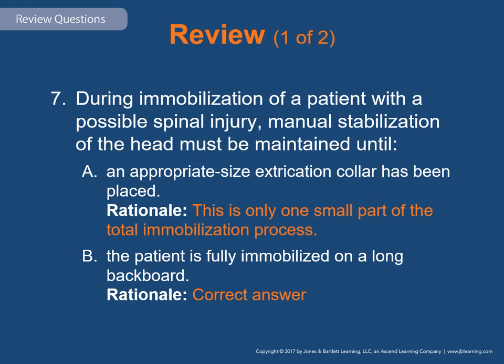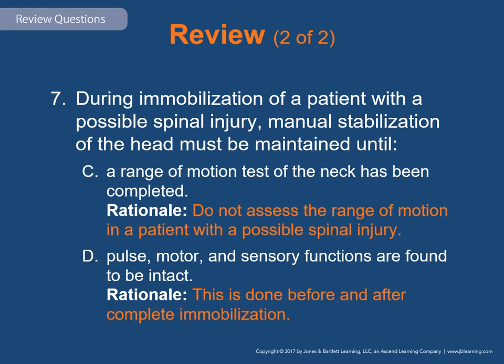So let's look at the incorrect answers on number 7. Just to review the question, during immobilization of a patient with a possible spinal injury, manual stabilization of the head must be maintained until A, an appropriate size extrication collar has been placed. This is only one part of the total immobilization process, so this is an incorrect answer. B, the patient is fully immobilized on a long backboard. That's the correct answer. C, a range of motion test of the neck has been completed.